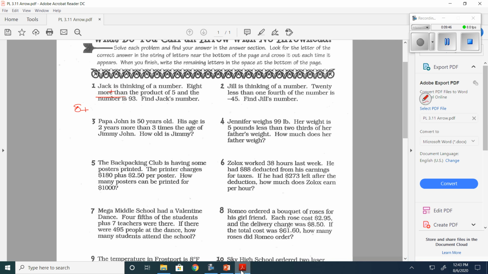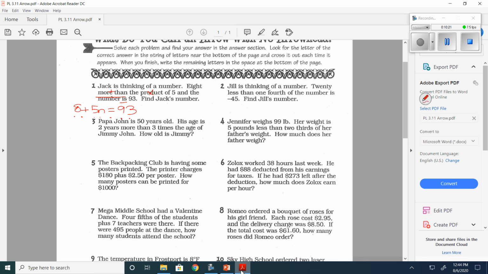The product means to multiply, the product of 5 and the number. 8 more than the product of 5 and the number. So now we're going to multiply 5n, 5 times n, is, and when you read the word is, you know that's an equal sign, is 93. So as I read the scenario, I was just translating it into an equation. 8 more than the product of 5 and the number is 93.